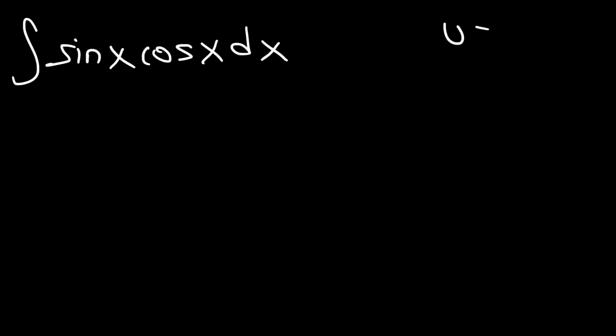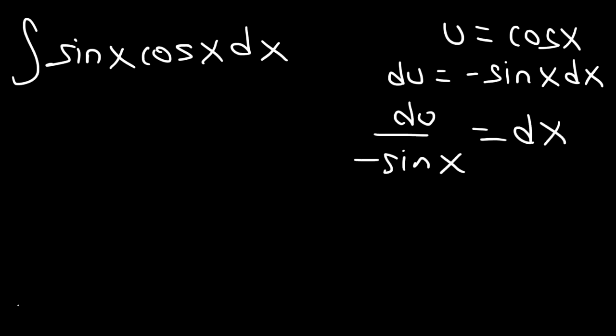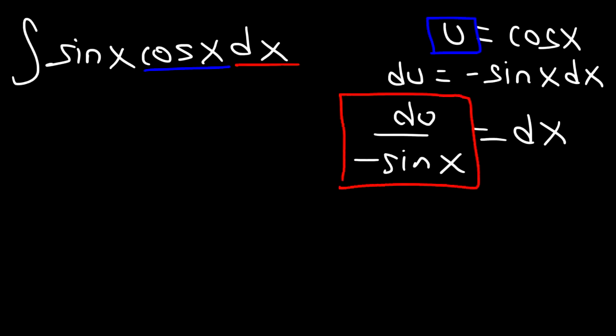Now here's the second way. So let's start back with the original problem, but instead of making u equal to sine, let's make u equal to cosine x. du is going to be the derivative of cosine, which is negative sine x dx. Now in this example, I'm going to solve for dx. It's du divided by negative sine. So let's replace cosine with u, and let's replace dx with du divided by negative sine x.